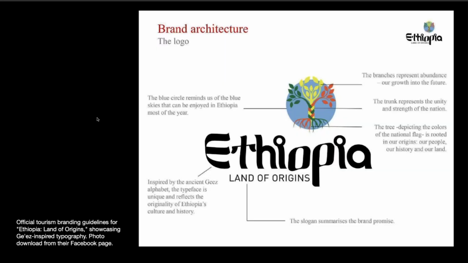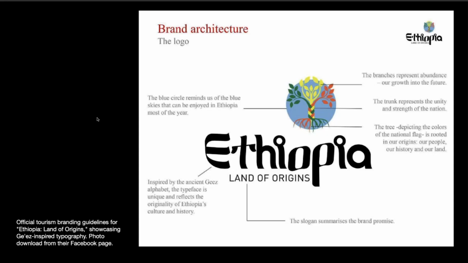So the last part will be about the users of typographic mimicry, because in previous studies, it seemed to me that typographic mimicry happens mostly in restaurant signs or bistro signs. But what I found in my data is there are also people from an institutional level using it. So this logo is the official tourism branding for Ethiopia tourism.